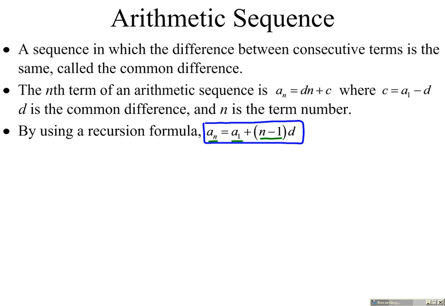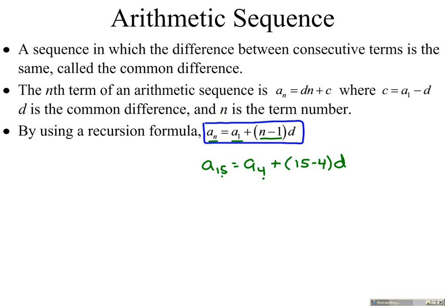Let's say that we were given the 15th term and we were given the 4th term. You can plug in whatever two term values you want in place of a of n and a of 1. The only thing you need to make sure of is that what goes in the parentheses is not necessarily always going to be n minus 1. It's going to be this term number minus this term number. So in this case, it would be 15 minus 4 times the common difference.